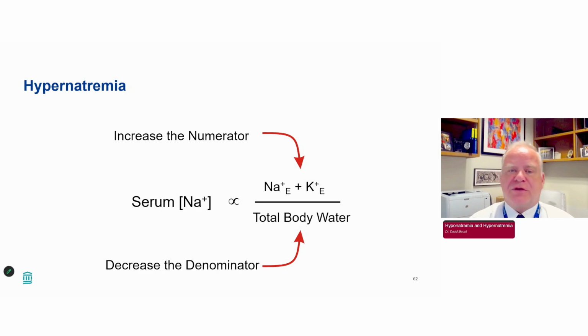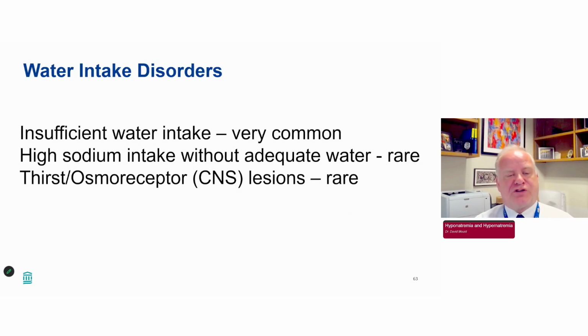So we'll quickly go through in the last 5 minutes a little quick discussion of hypernatremia. Clearly, it's less of a concern for us as nephrologists than hyponatremia, but for completion's sake, I'll go through it. So you can either increase the numerator and develop hypernatremia or decrease the denominator, which is probably the more common cause of hypernatremia. Water disorders are very common in dementia patients and elderly patients where they have a blunted thirst response, or they can't get to water.